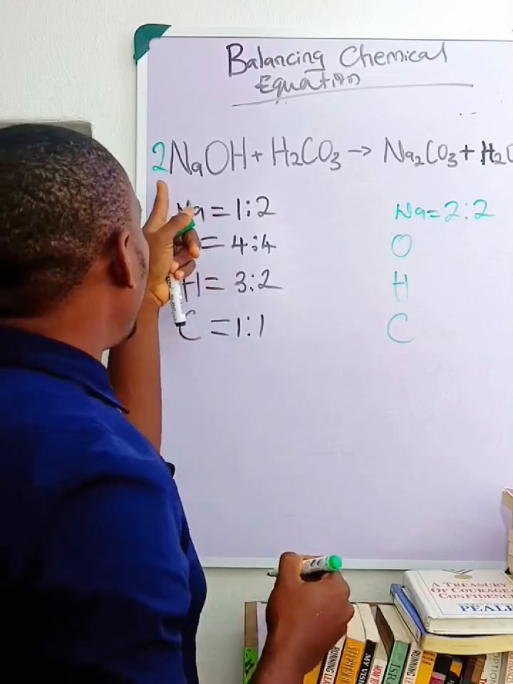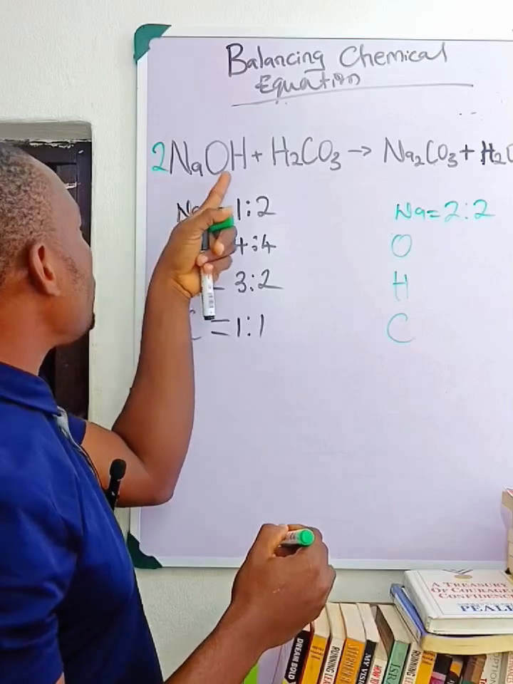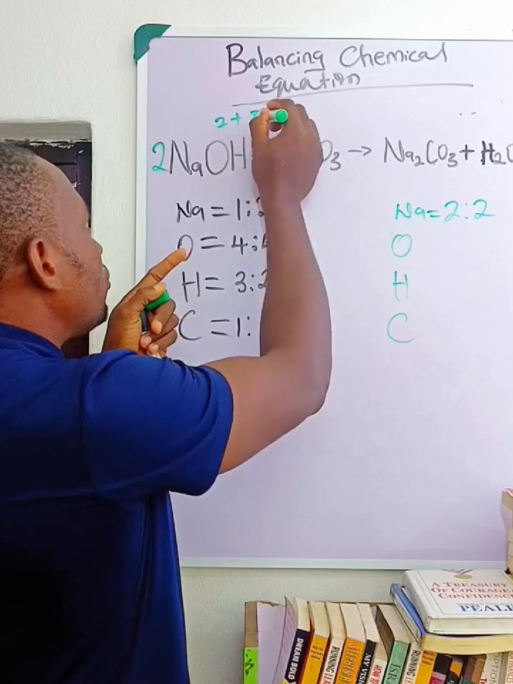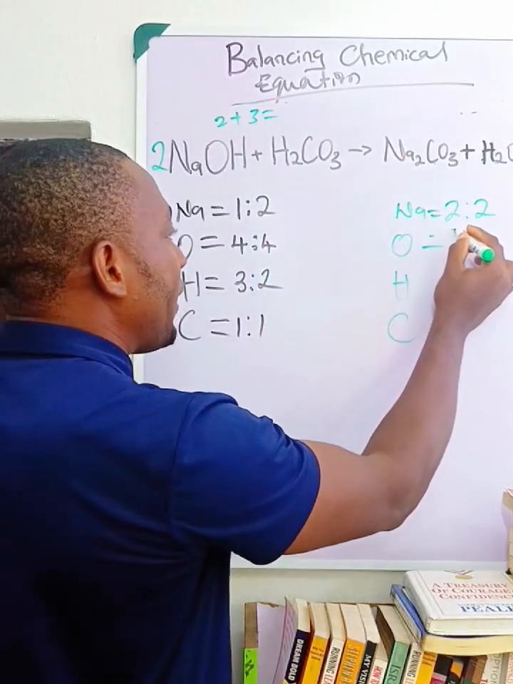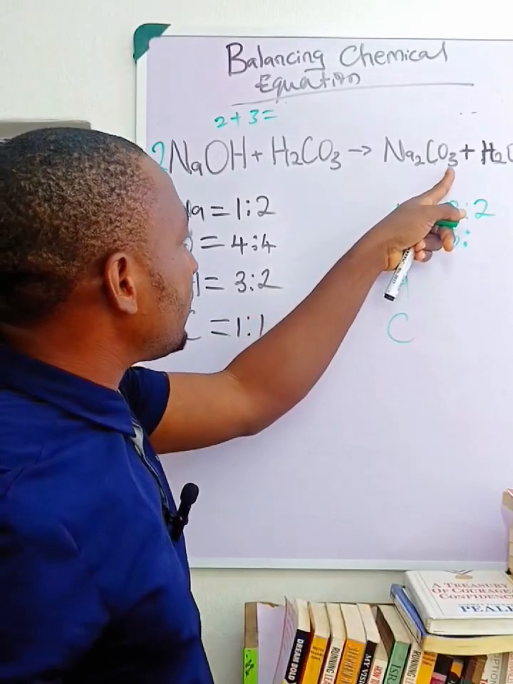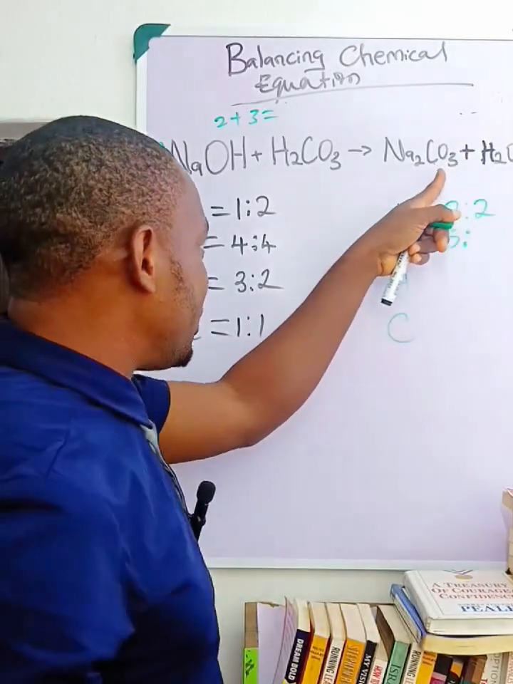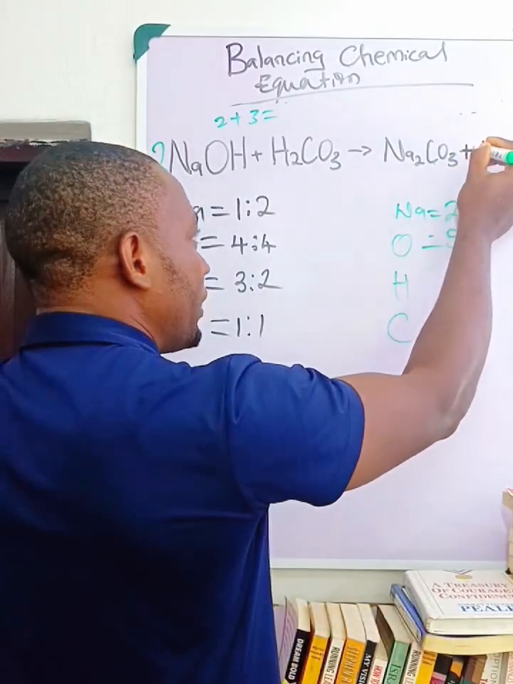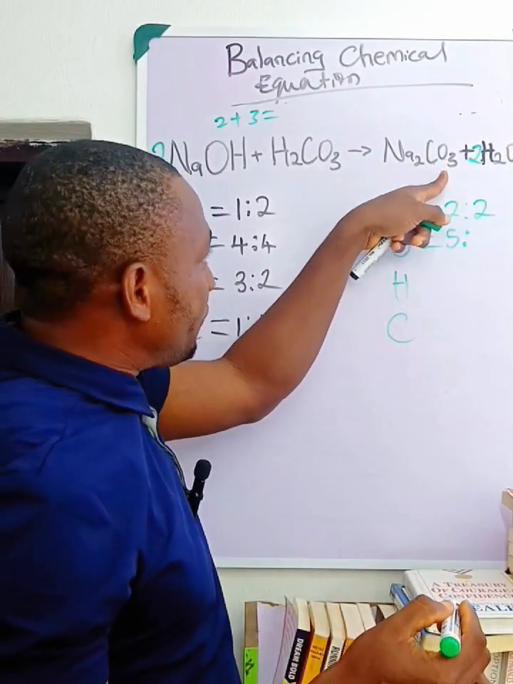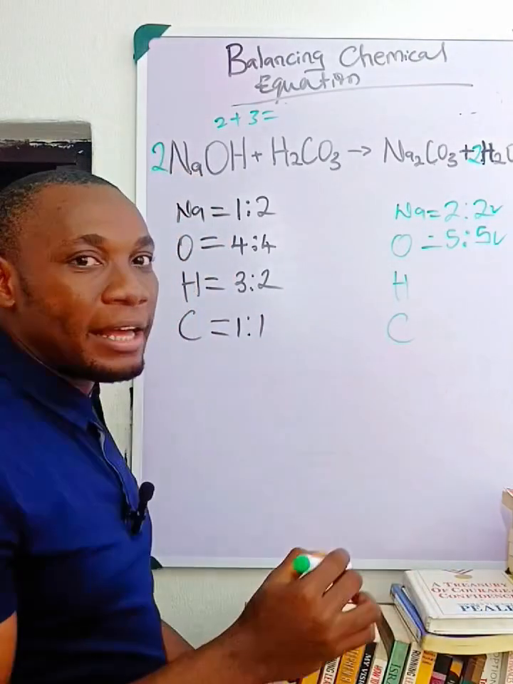Oxygen. Because we have changed the coefficient here to 2, it will affect this oxygen. So oxygen is now 1 times 2, 2 plus 3. So oxygen is now 5. How many oxygen do we have here? We have 3 plus 1. That is 4. So for us to get oxygen to 5, we add 2 here. So this is 1 times 2, 2 plus 3. That is 5. Oxygen is now balanced.